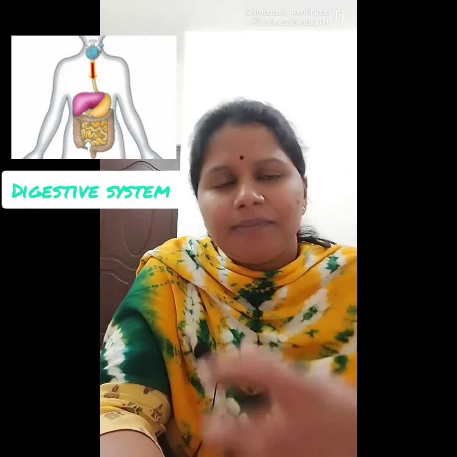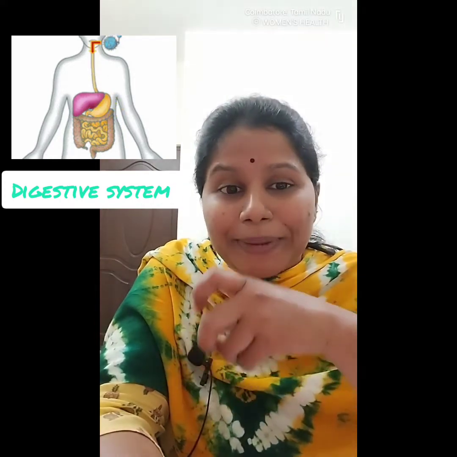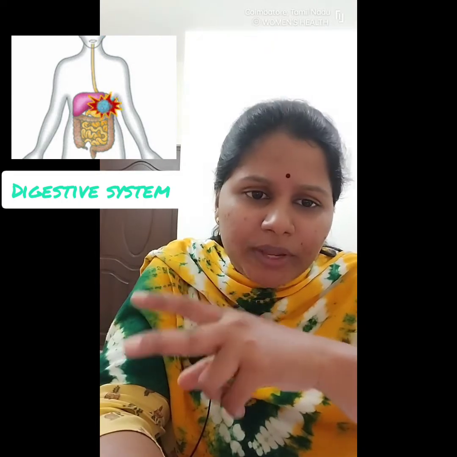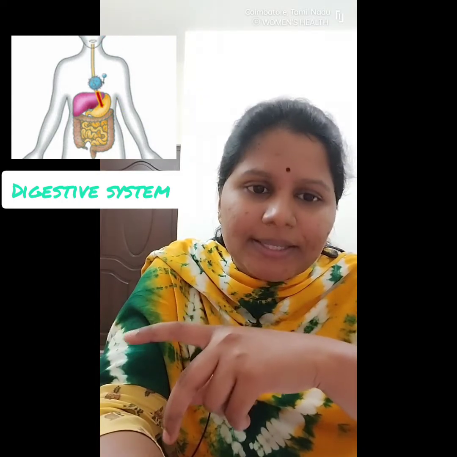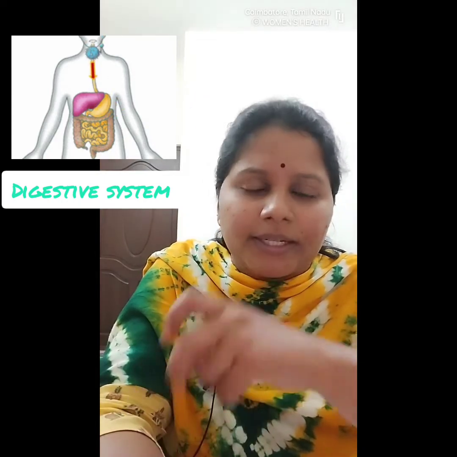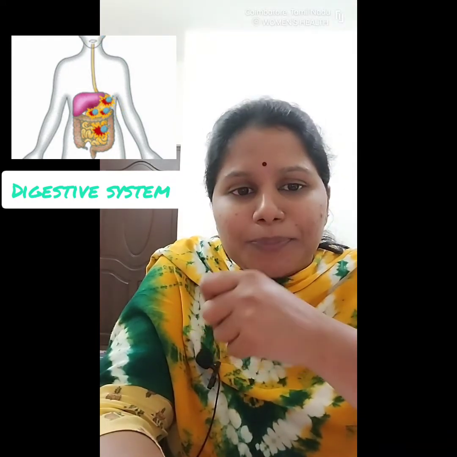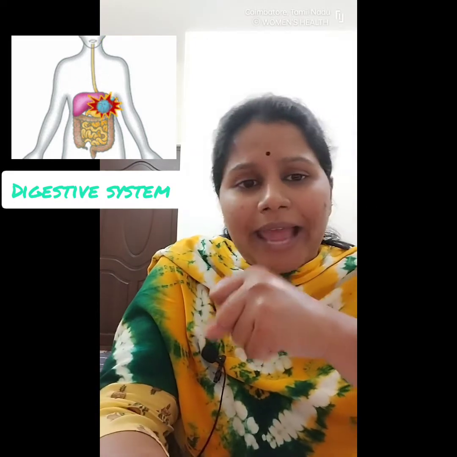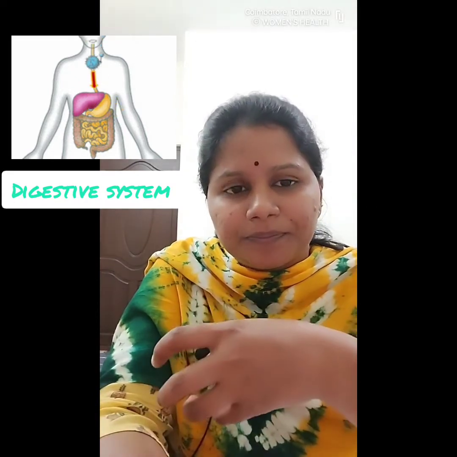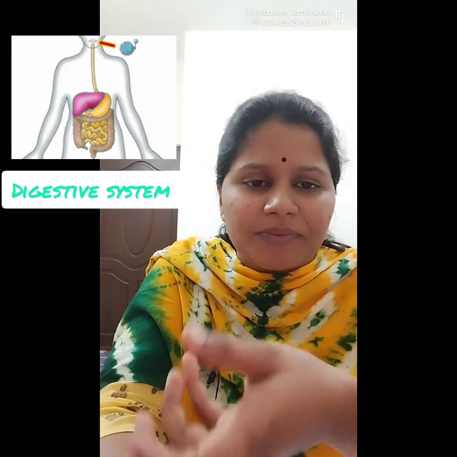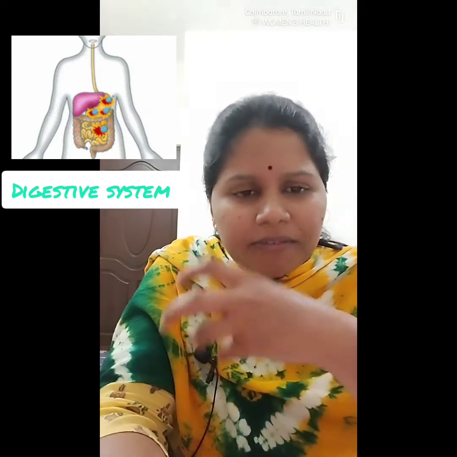Then we have a structure called a sphincter, that is a ring muscle between the lower end of the esophagus and the upper portion of the stomach, called the lower esophageal sphincter. That helps in backflow prevention, like the valves we have in the heart.